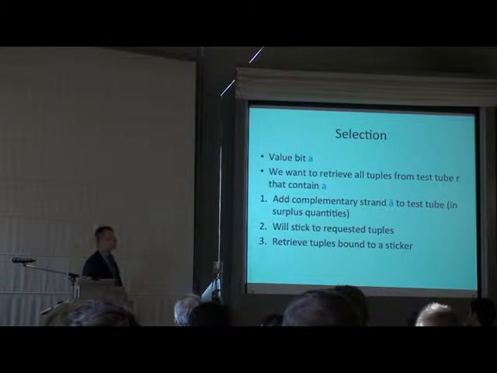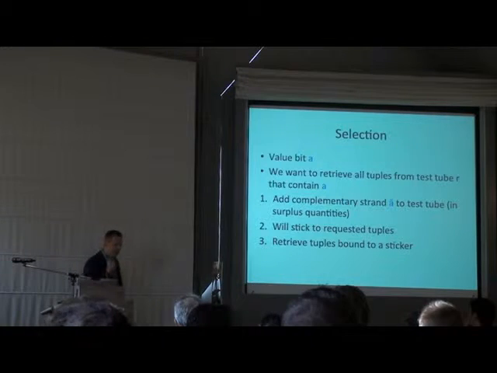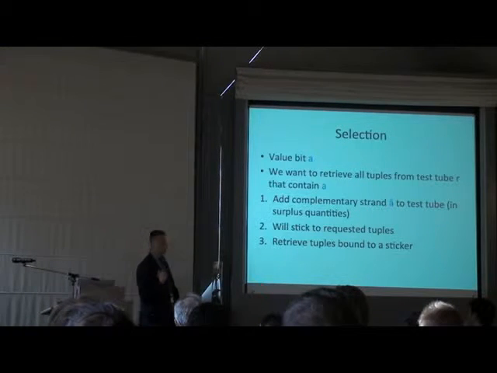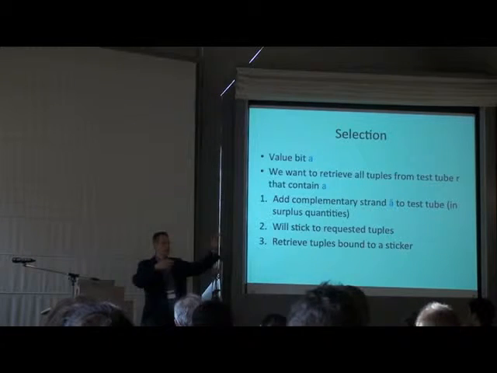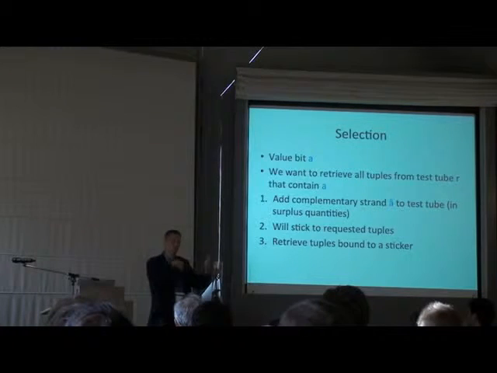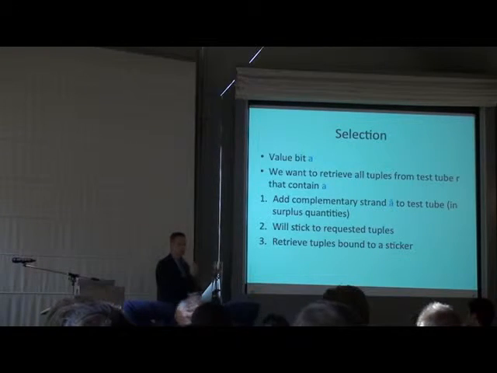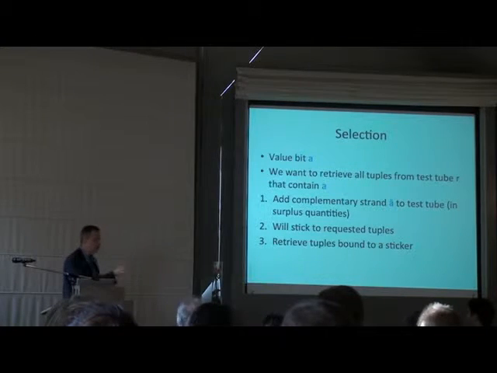So how does it work? Well, it works in 3 basic steps. We will add the complement of this value bit, yeah, to the test tube. Yeah? We will add it in surplus quantities. And then the idea is that, of course, all the tuples that contain A, they will stick. Yeah? So this complementary short strand will stick to all the tuples that contain an A. And so if we just have a way to retrieve the tuples that have been bound to a sticker, we're fine. Now, how do you do that? How do you retrieve the tuples? Yes?